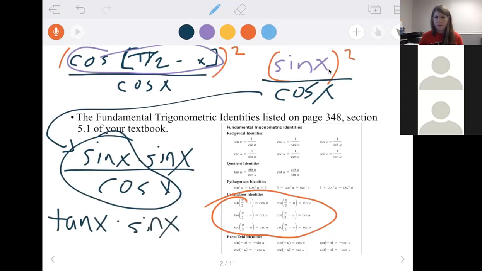Now, as far as this one, there's nothing else I'm going to be able to do with that to go further, so I would probably just leave it there. Notice that in this particular case, sine x times tangent x is the same thing as sine squared x over cosine x. The big thing in this one was that cofunction identity. So any questions on this one?